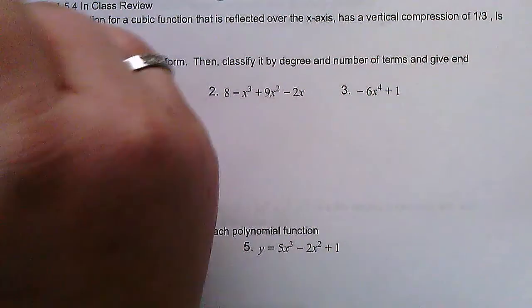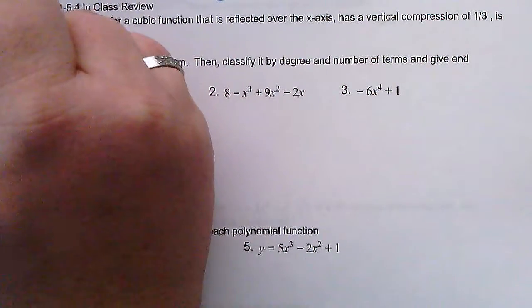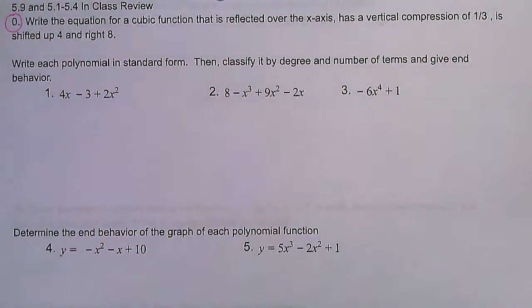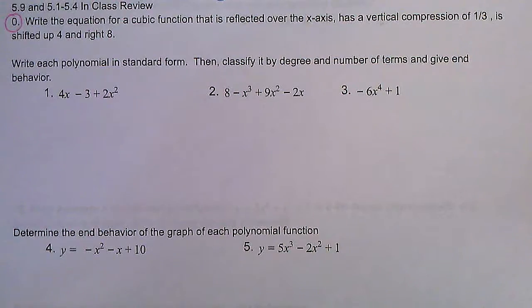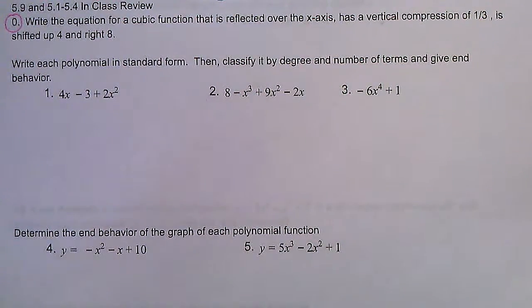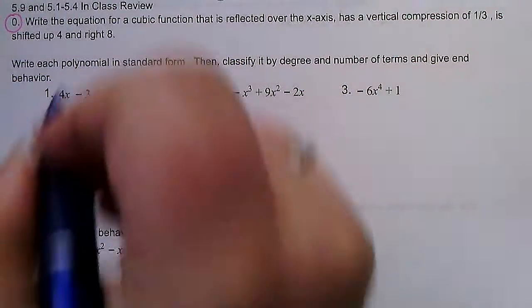So this does not look like it's a problem. It looks like directions, but Mrs. Black can't number things. So I threw in a number 0 because I forgot to put one like this on your review. So let's look at number 0 first. It says we need to write the equation for a cubic function. And then we've got a lot of transformations.